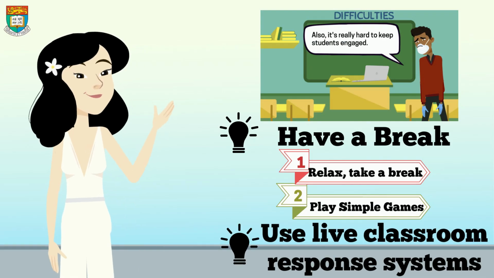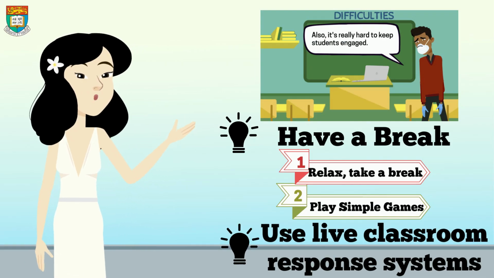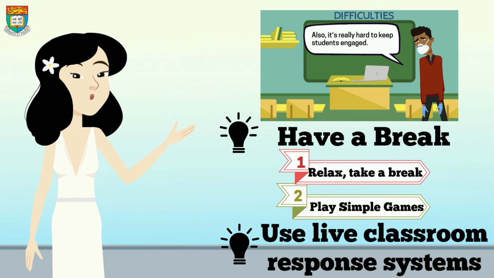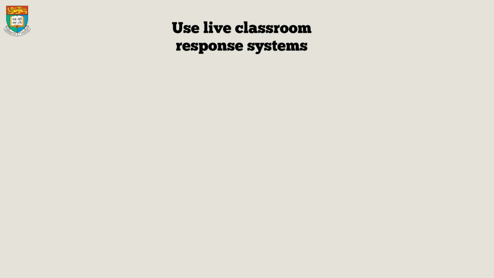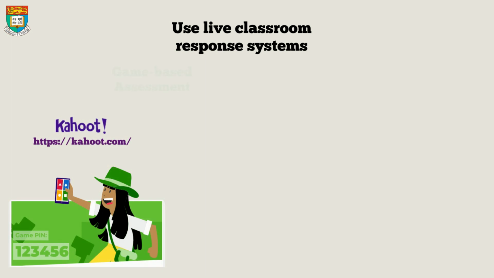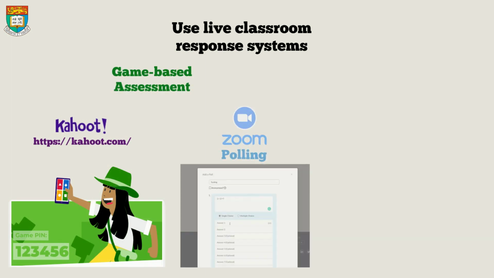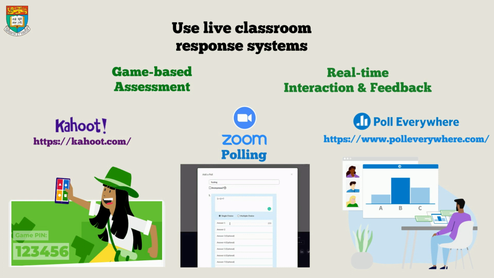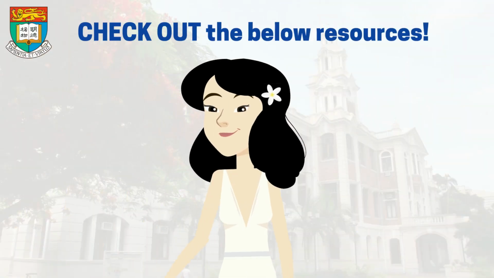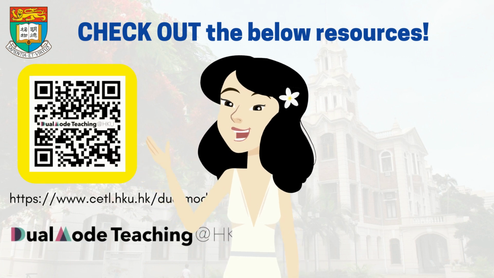You can also use live classroom response systems to engage students. For example, teachers can use Kahoot to let students take game-based assessment, and Zoom polling or Poll Everywhere to lead real-time interactions or feedback. If you are looking for more resources on dual mode, check this out.